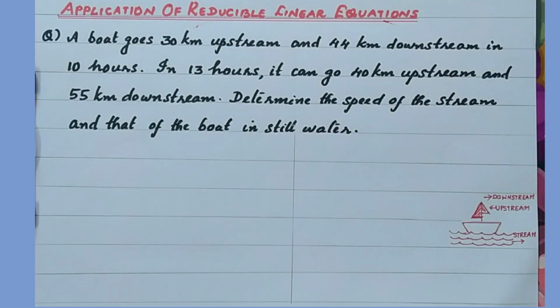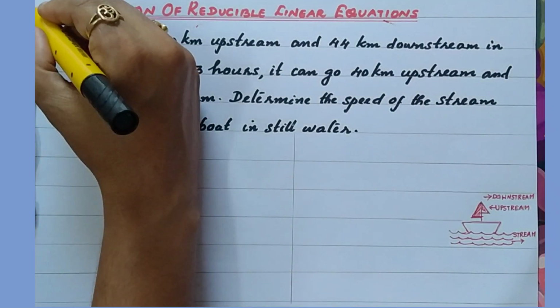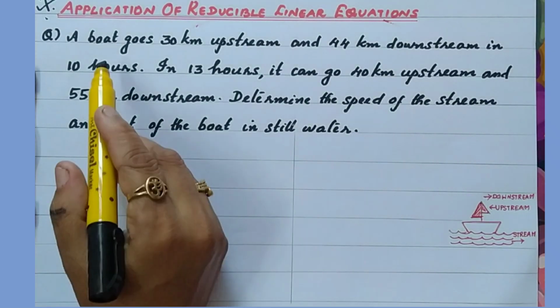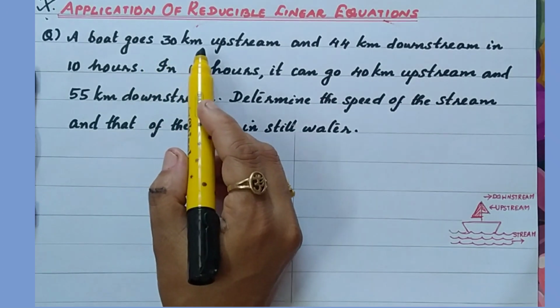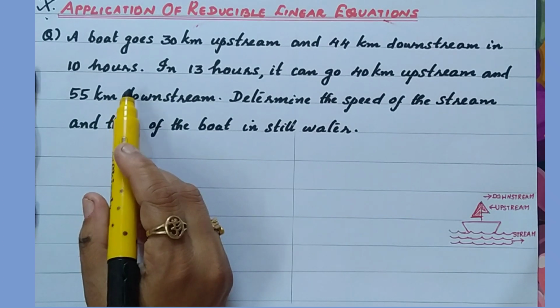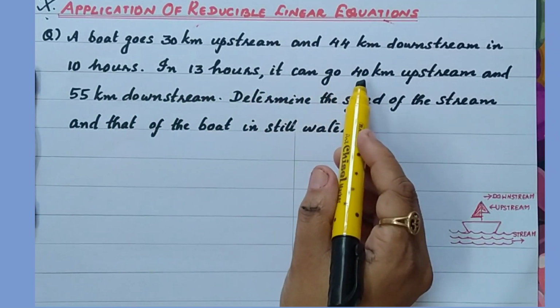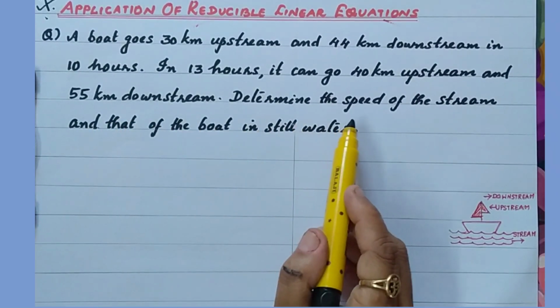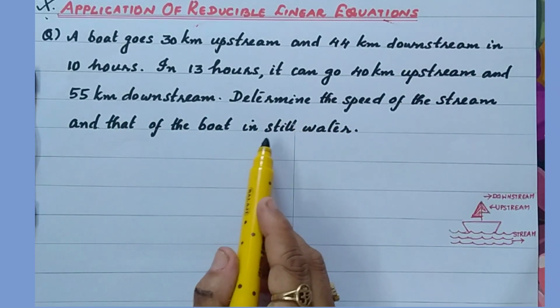Now we are going to study application of reducible linear equations. Look at this question. Very important. That is, linear equations we are going to apply in daily life problems. A boat goes 30 km upstream and 44 km downstream in 10 hours. In 13 hours, it can go 40 km upstream and 55 km downstream. Determine the speed of the stream and that of the boat in still water.